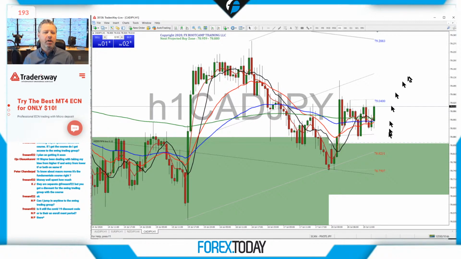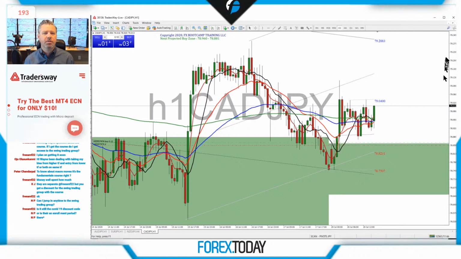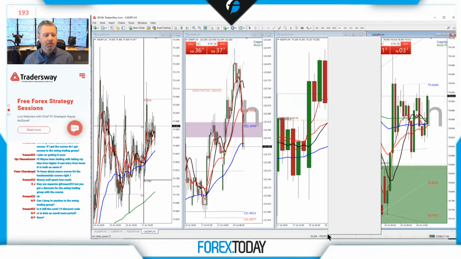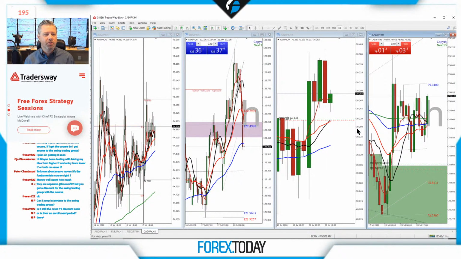So anyway, that's that. So there's two commodity currencies. There's a better one somewhere else. Let's do the other yen. Let's do this one.